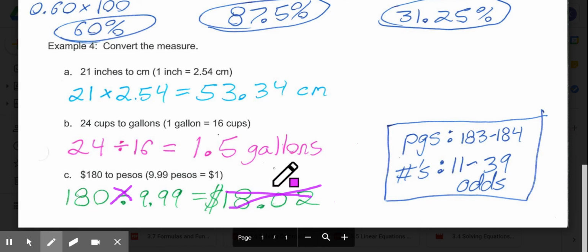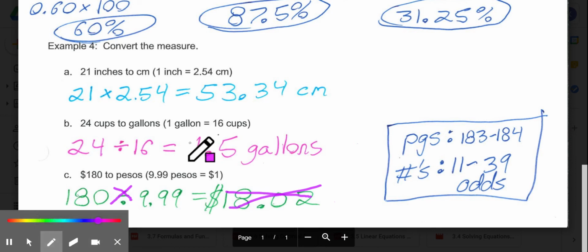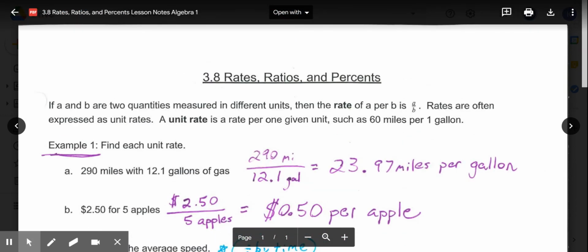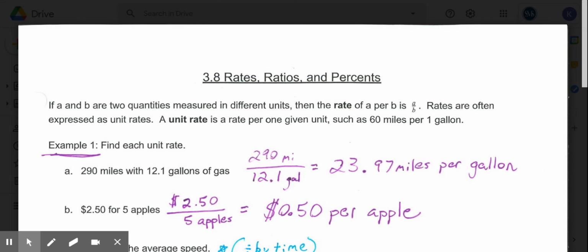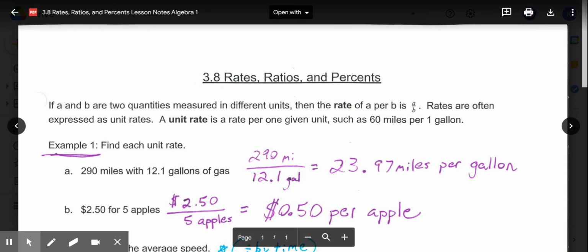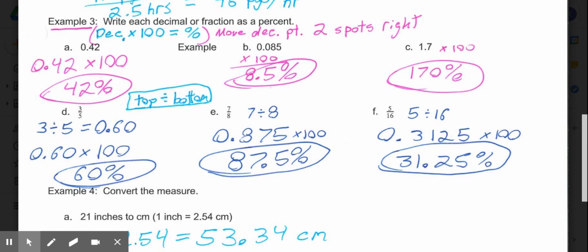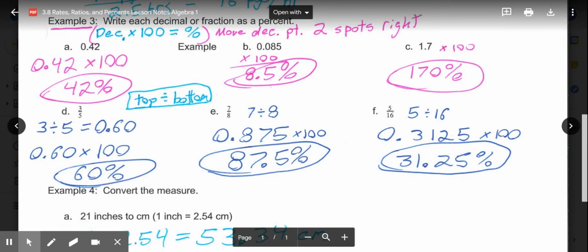But otherwise, as you go through today's practice, make sure that you understand the idea of a unit rate. So it's a rate per 1 unit, and then ratios and percents. If we have a ratio, like 3/5, we want to convert it to a decimal first, and then convert it to a percent.